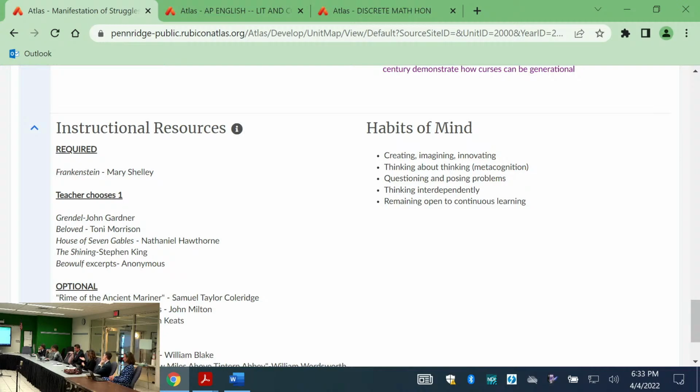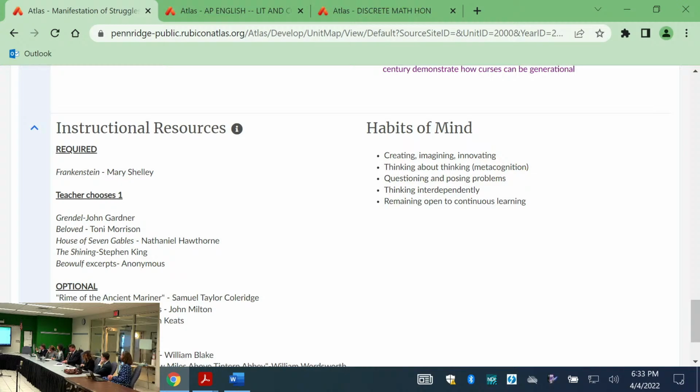This also gives us the option for if a class chooses a text, so let's say period 2 says Grendel is what they want to read, and one student does not want to read that, or a couple students, we have 4 other options already built into this unit that they can read as an alternate that still meet the goals of the unit in terms of big ideas, essential questions, content, and skills.